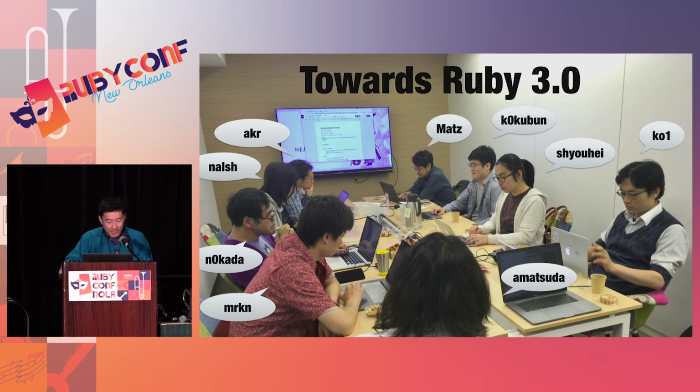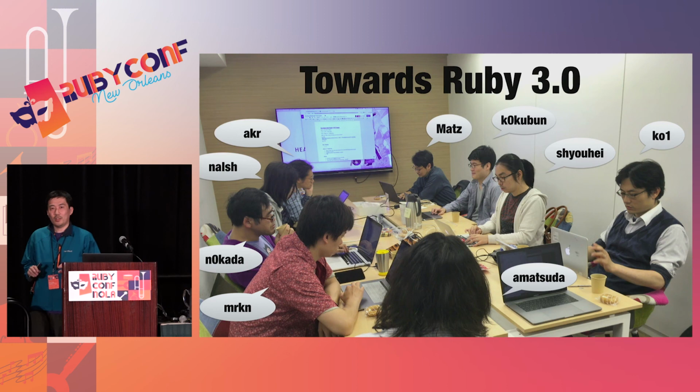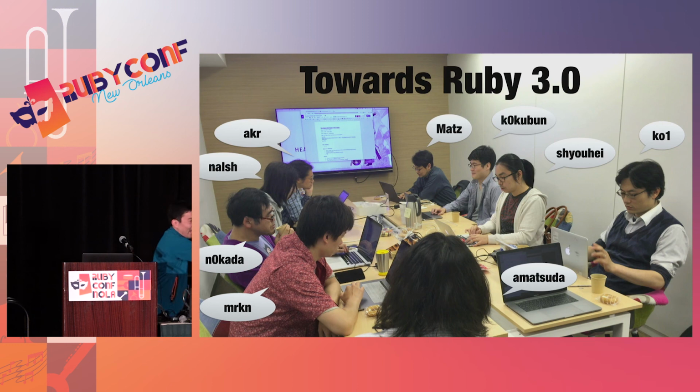It's the final slide. It is a photo of a developer meeting in Tokyo, Japan. We are working and developing towards Ruby 3 in Tokyo, Japan. Some of the Ruby committers arrived at this RubyConf in New Orleans. So please talk to them about our Ruby 3. We are happy to discuss Ruby. Thank you.